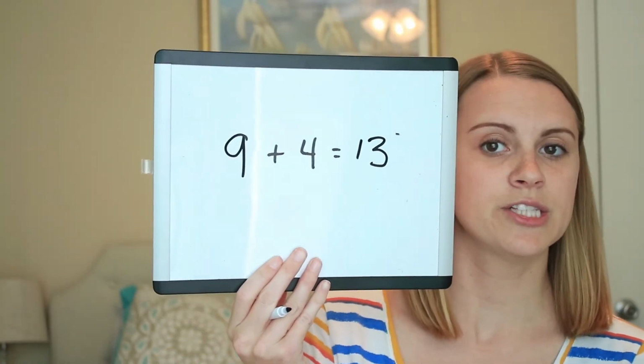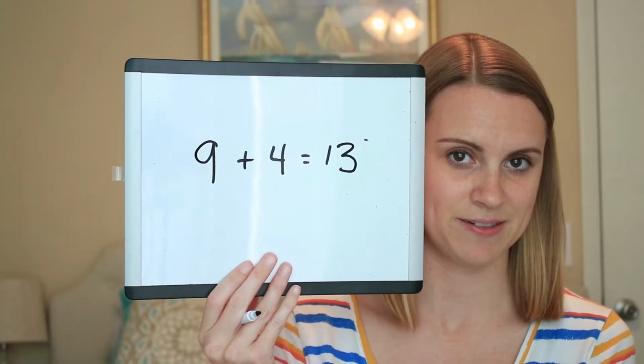So 9, 10, 11, 12, 13. So I think my problem is 13. That sounds like the answer, doesn't it? So let's do it again. Think about the number 9 and what comes after it. Hold up your 4 fingers to show 4. So say 9, 10, 11, 12, 13. So our answer is 13. So 9 plus 4 is 13.